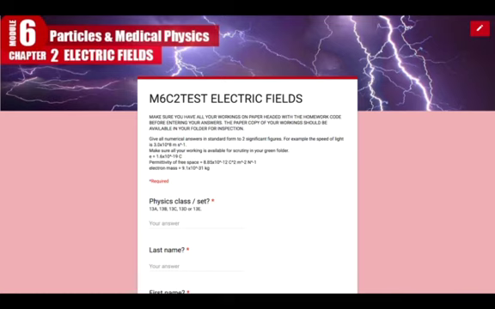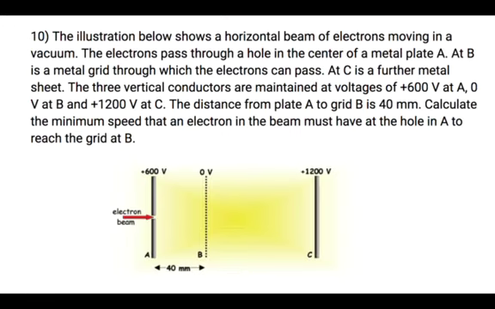Okay, we're looking at homework M6C2 test electric fields, particularly question number 10, which reads: the illustration below shows a horizontal beam of electrons moving in a vacuum. The electrons pass through a hole in the center of a metal plate A. At B is a metal grid through which the electrons can pass. At C is a further metal sheet.